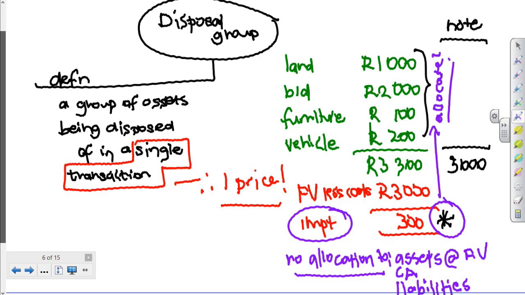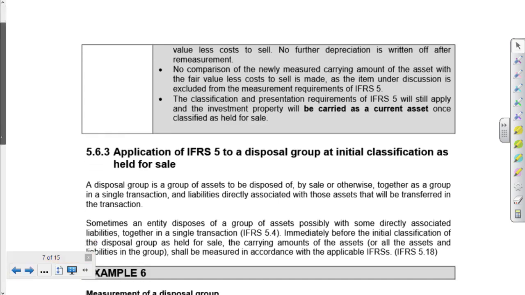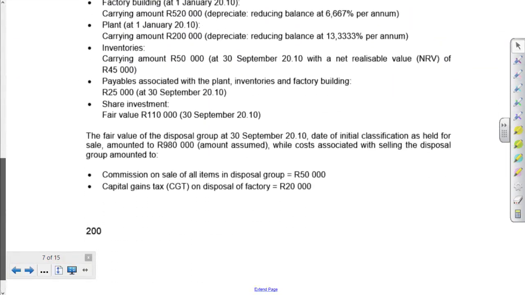So if my group, in this case, is just PPE items, isn't it? But if my group of assets was not PPE items, then I wouldn't allocate that value of assets. All right. But otherwise, the steps for the disposal group are identical. And we're going to work through an example so that you can see how that works. The example is on page 200.